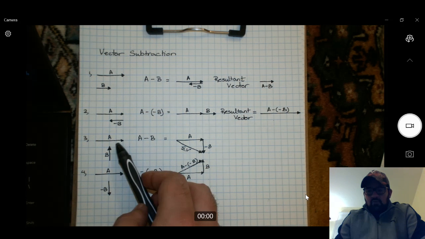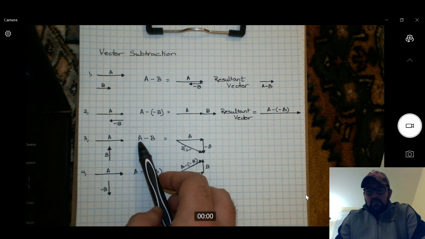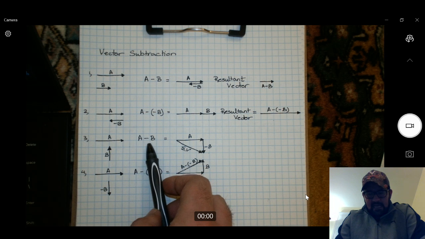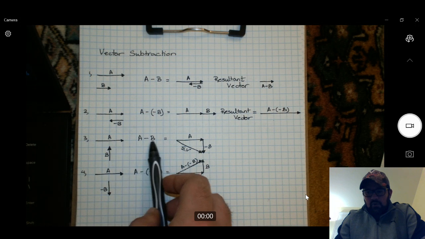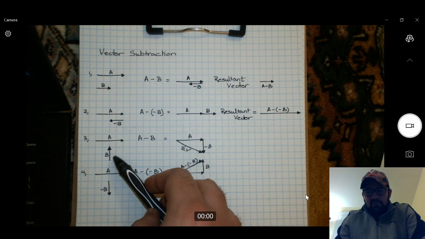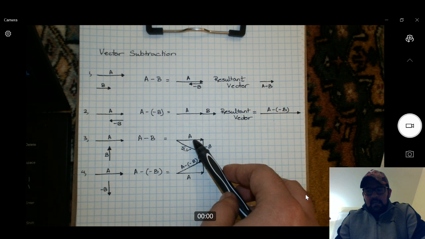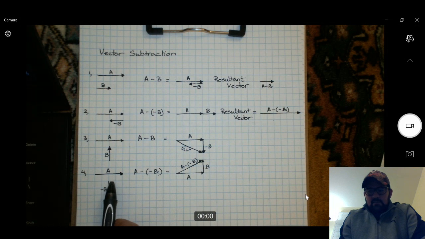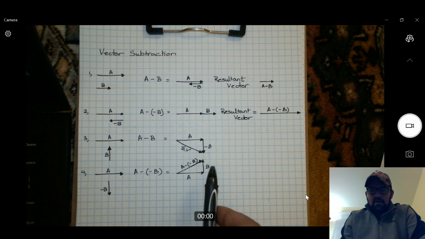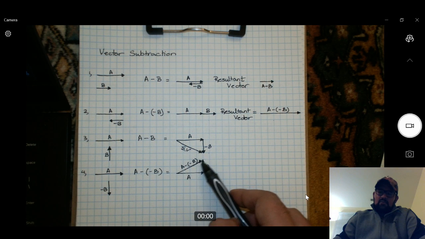Same for examples 3 and 4. Vector A and B are here, and you're being asked to subtract them. If you're being asked to subtract the two vectors, all you're going to do is take vector B and flip it around. If it was pointing up, now it's going to point down, and you're going to put them head to tail, and this guy right here will be the resultant vector. Same for example 4. If vector A is pointing towards the right, vector B is pointing down because it's negative B. If you're being asked to subtract the two vectors, you're going to take your negative B and flip it around, and now it's going to point up, and this will be the resultant vector.